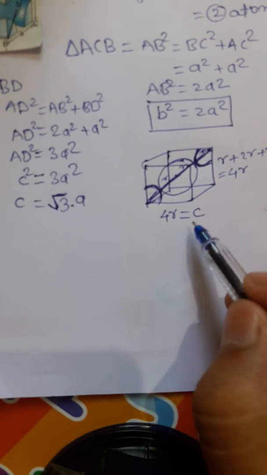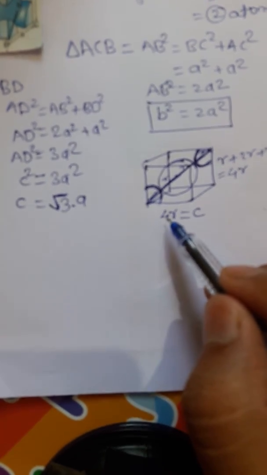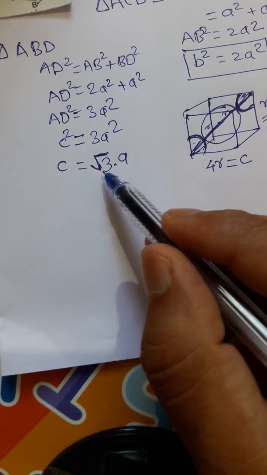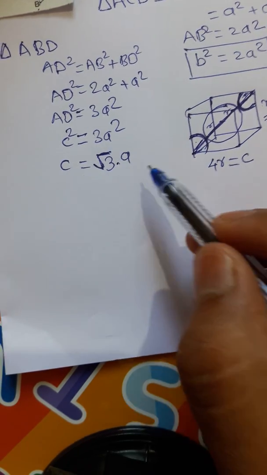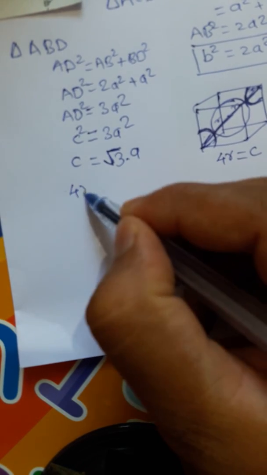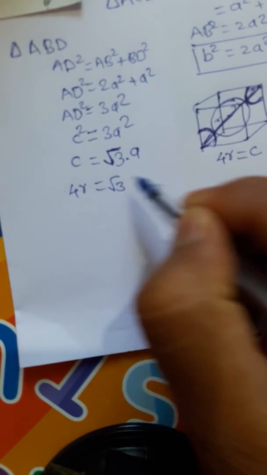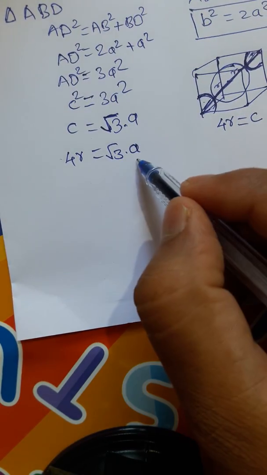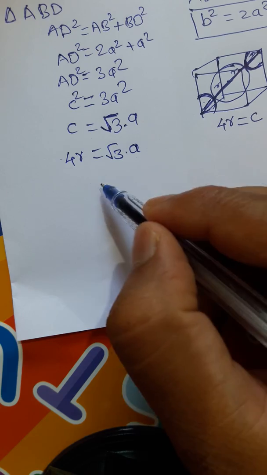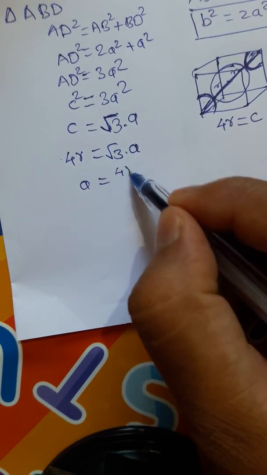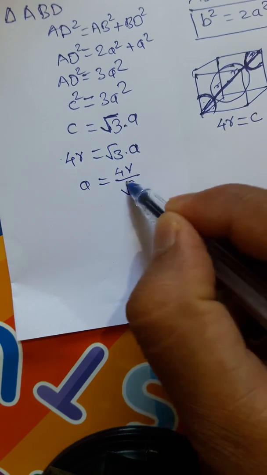So if we get the value of c equal to 4r, then we can compare this value, c equal to 4r, with the value c equal to under root 3 a. After putting this value here, we get 4r equal to under root 3 into a. I want to calculate the value of side a, so we get a equal to 4r upon under root 3.